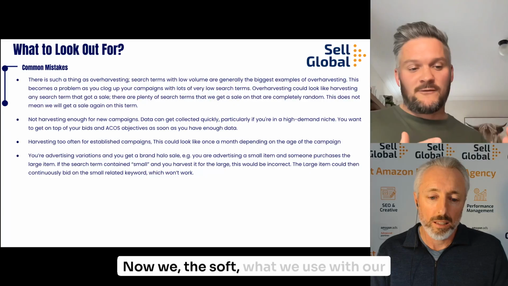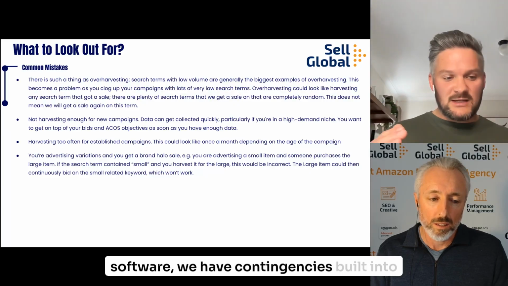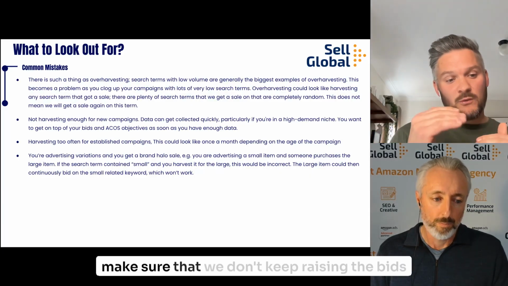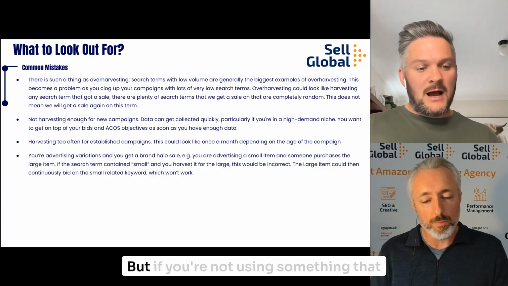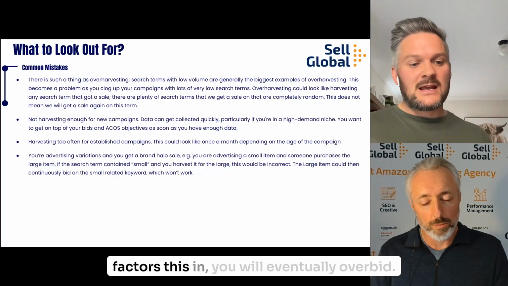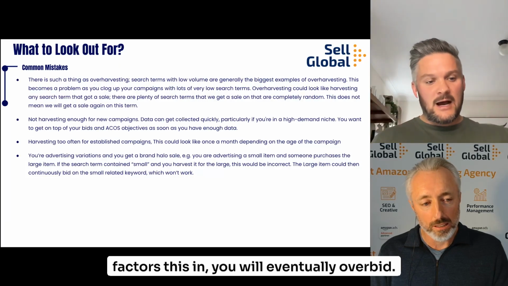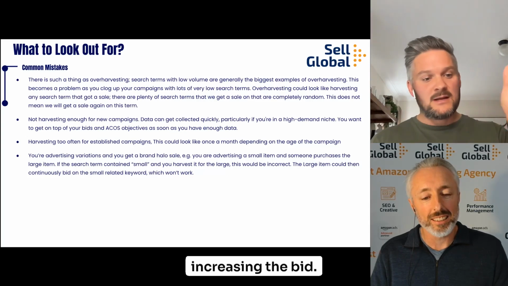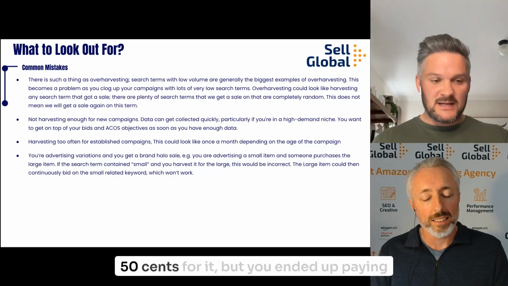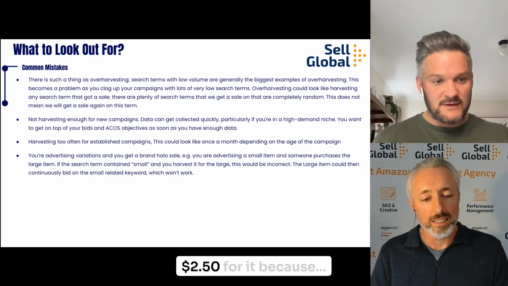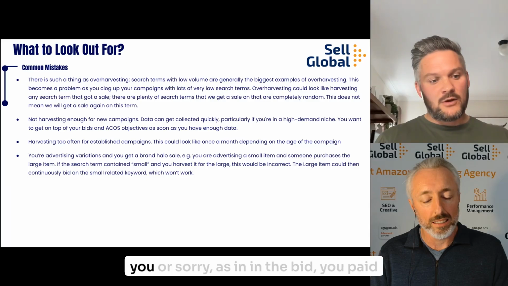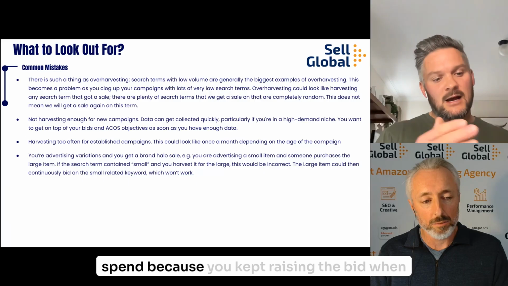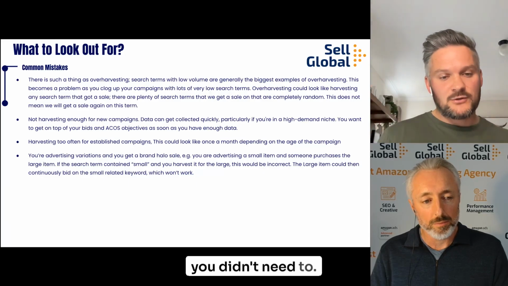Now, with our software, we have contingencies built in so that we don't overbid. We use profile caps and things like that to make sure we don't keep raising the bids. But if you're not using something that factors this in, you will eventually overbid. Let's say you get a sale on something every 90 days. You're just going to keep increasing the bid. You could have paid 50 cents for it, but you ended up paying $2.50, which could equate to a lot more in ad spend because you kept raising the bid when you didn't need to.